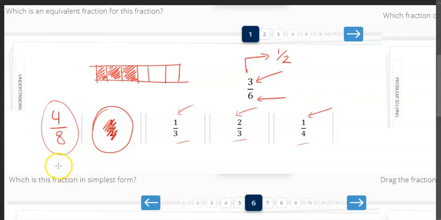So if you get a question like this, simplify the fraction that you're looking for to its simplest form, and then simplify all the other answers provided. And if you get an answer that is the same as a simplified version, you know that's your answer.